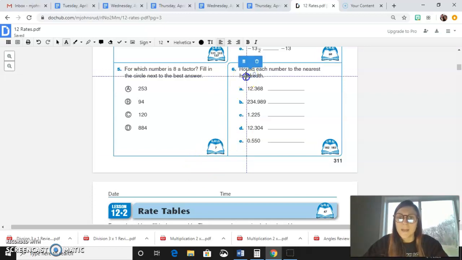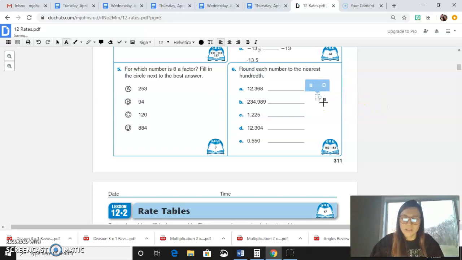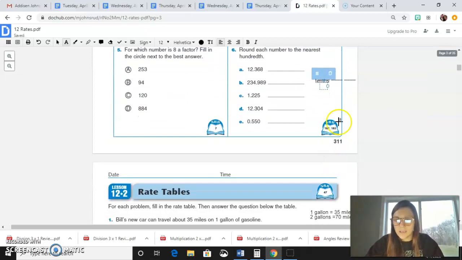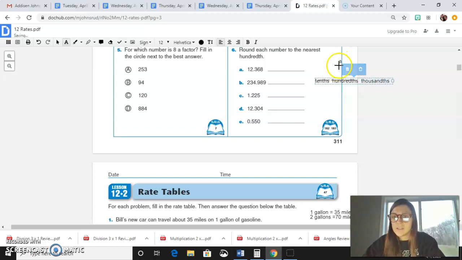For number 6, round each number to the nearest hundredth. Remember, when you have place value, you're going to have your decimal, and then place value after it. After the decimal, the place value is tenths. Then after tenths, you have hundredths, and then you have thousandths. So if you were to have place value here, let me split these up a little bit more than they are right now.